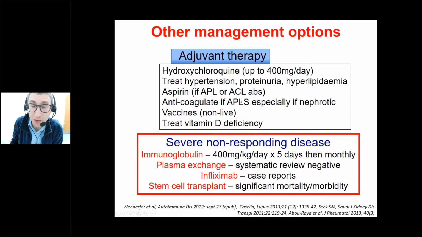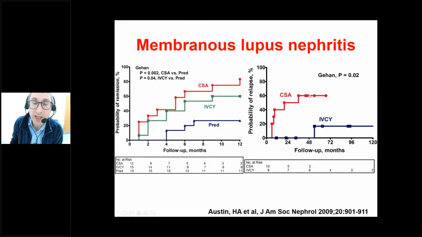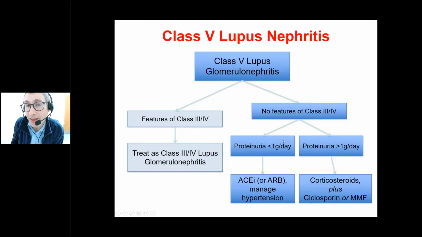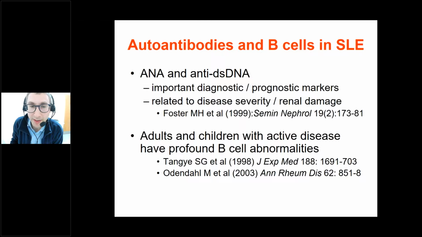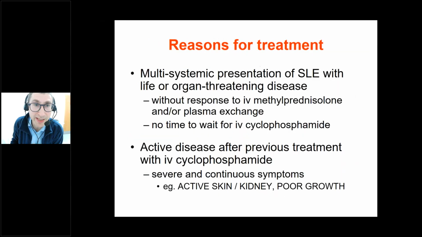We also will use immunoglobulin for those with severe non-responding disease, plasma exchange, infliximab, and sometimes stem cell transplantation. And here's some of the initial data which came out over a decade ago showing that potentially using cyclosporin in patients with membranous lupus nephritis was actually a mainstay in some of our patient groups. However, interestingly, the adult recommendations are that if you've got class 3 and 4 lupus nephritis, you treat that way. But if you've got a class 5 with proteinuria, giving ACE inhibitors and angiotensin receptor blockers and managing hypertension, and only giving corticosteroids or further immunosuppression if you have more proteinuria, whereas I think in children we would be giving immunosuppression much earlier on.